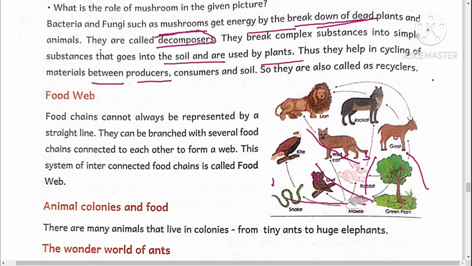So in food webs there are several branches. The food web can be branched with several food chains connected to each other to form a web-like structure. So this system of interconnected food chains is called a food web.